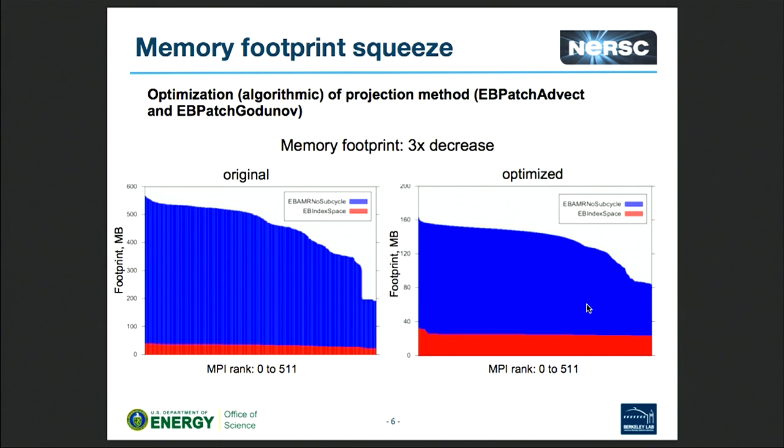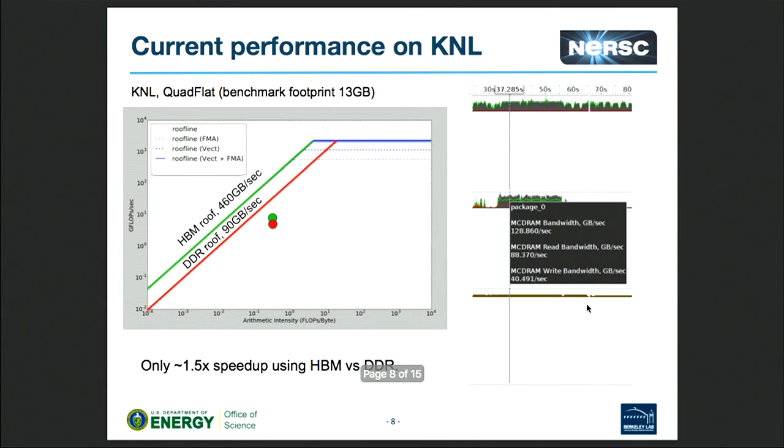And yeah, this two plot shows before and after optimization memory footprint over MPI rank. This was on 16 nodes of Haswell Cori Phase 1. And the current performance result on single node, KNL node, using the roofline model.